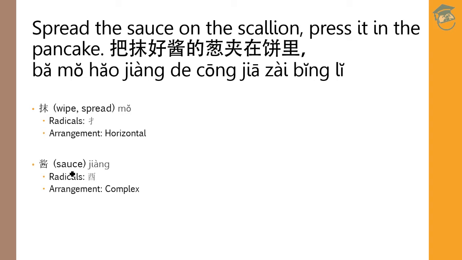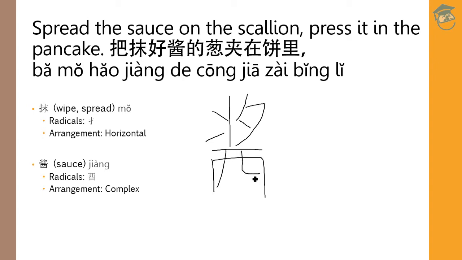This is the pinyin 酱, and the radical is this one at the bottom there. The arrangement is complex because you have top and bottom components, while the top component has left and right components. Let's look at how to write 酱. 1 2 3 4 5 6 7 8 9 10 11 12 13. 13 strokes for this word.